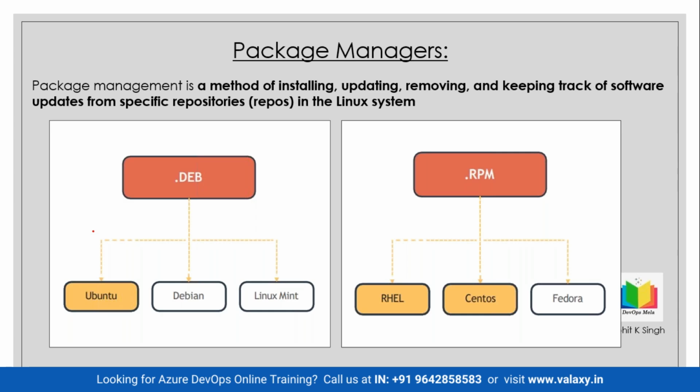Okay, what exactly is a package manager? In simple words, a package manager is a method of installing, updating, removing, and keeping track of software updates from a specific repository in a Linux system. So in simple words, a package manager is a tool that allows users to install, remove, upgrade, configure, and manage software packages on an operating system. The package manager can be of two types. It can be used through a graphical application, and it can also be done using the command line.